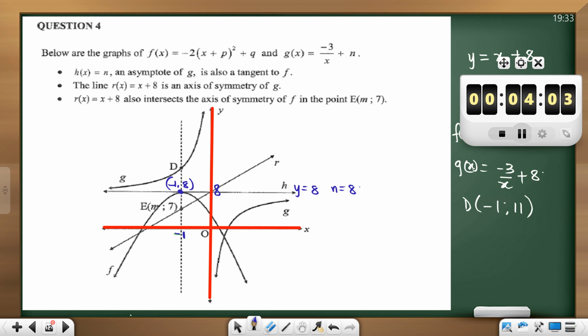Tangent. Equation of the tangent. y equals mx plus c.